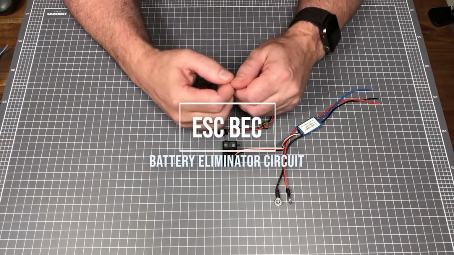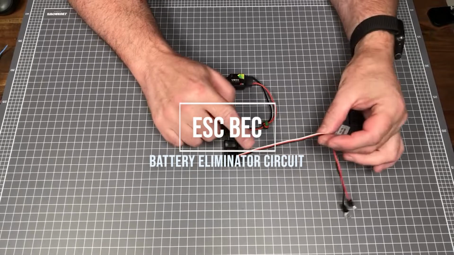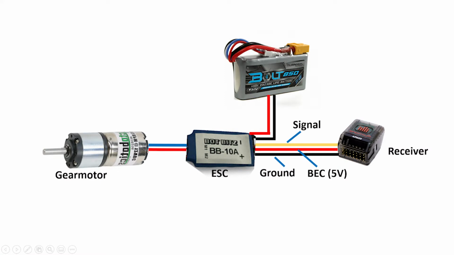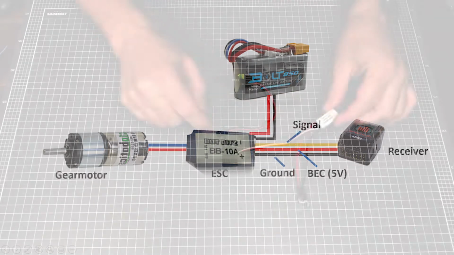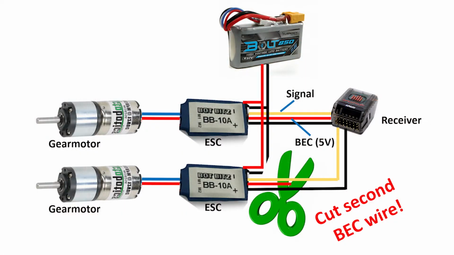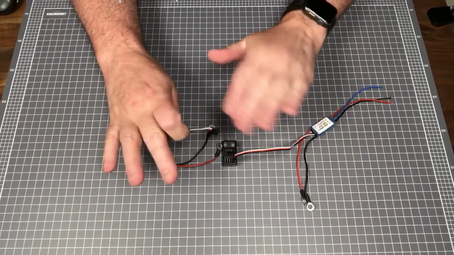Many ESCs include a BEC, or battery eliminator circuit. This is handy as an ESC BEC typically provides 5 volts in the same connector as the ground and signal from the receiver. This means that the receiver can be powered by the ESC BEC rather than having to introduce some other 5 volt input to the receiver. But be warned, be careful to only power your receiver from a single BEC or single ESC. Powering the receiver from more than one BEC can end in a smoky, melted mess, and we really don't want to let that smoke out.